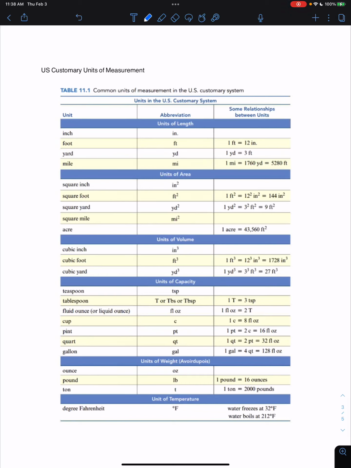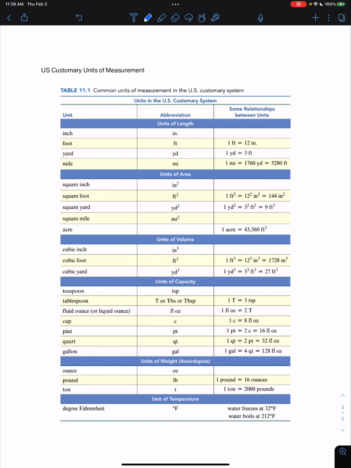So again, we're talking about different units of measurement, and your book has a nice chart. You can look it up in chapter 11 about the different types of units of measurement. Here in the US, we use what are called customary units of measurement, and they have this chart.